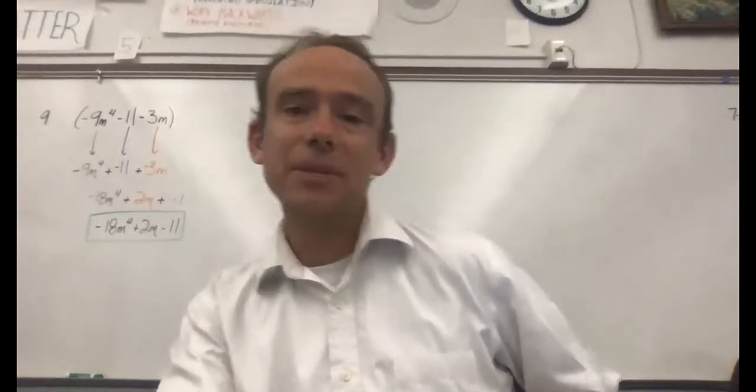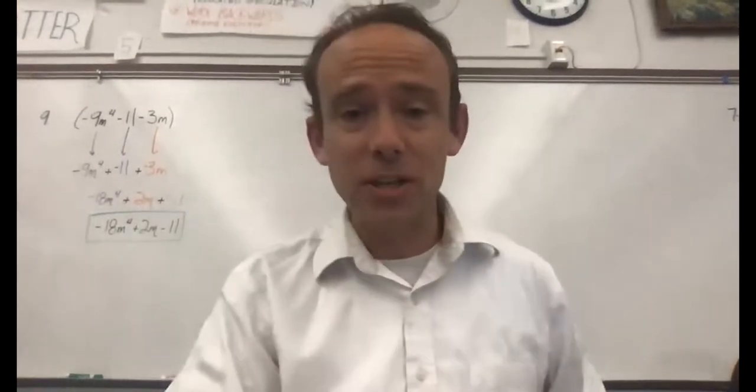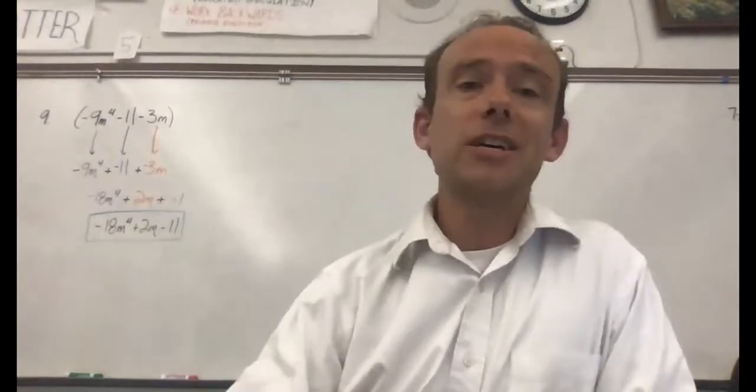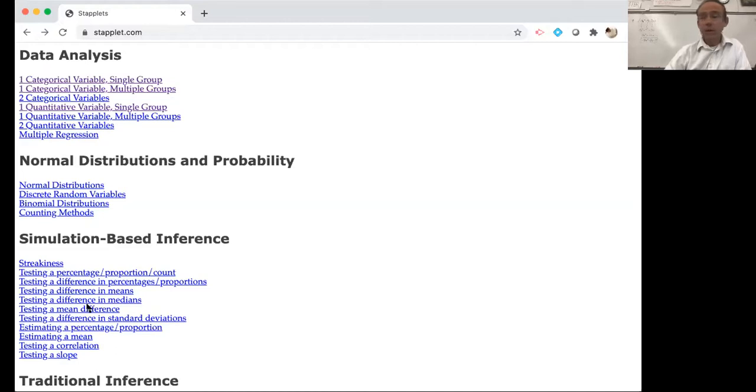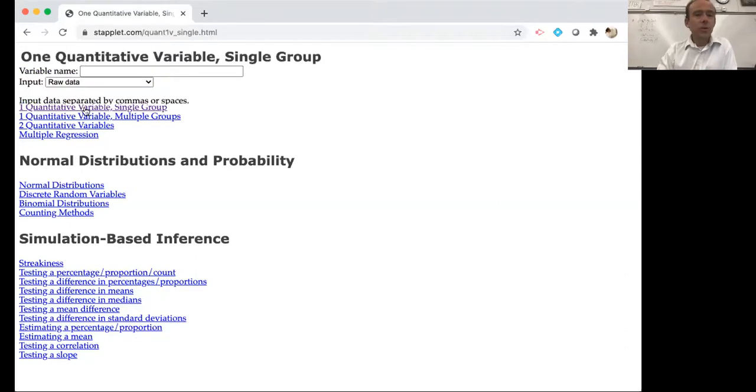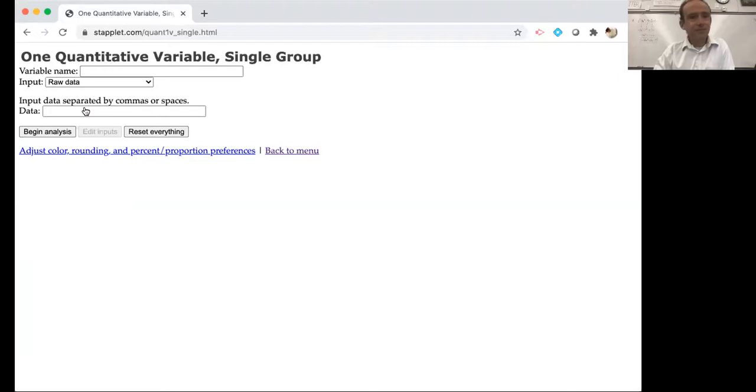Okay, so Stapplet.com. Let's first go to the website, you and me. Let's do this thing. Screen share. We will be using this website a lot, but for now, we're going to look at one quantitative variable. So let's go to one quantitative variable and click it.